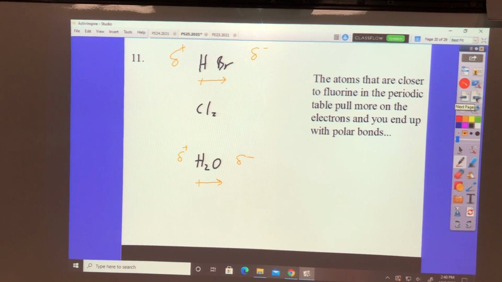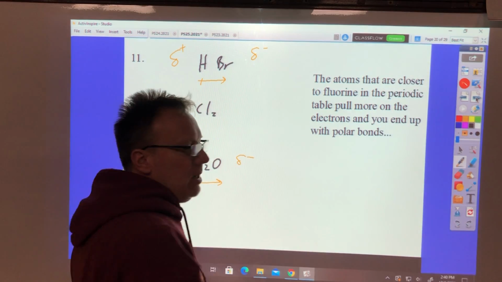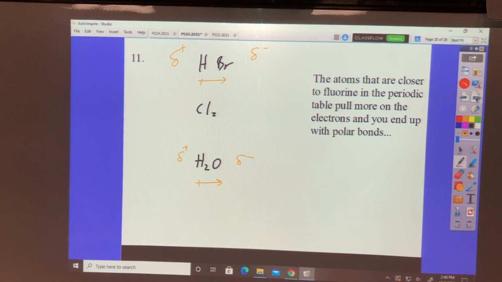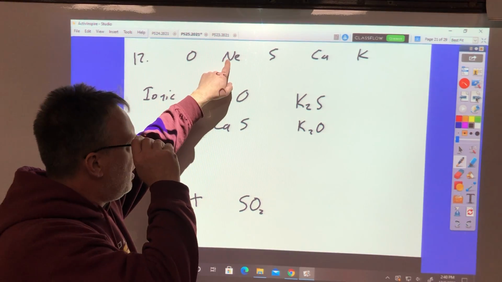From the given symbols, choose two elements that are likely to form an ionic bond. So you need a metal with a non-metal. That's your ionic bond. Okay, so here they are: oxygen, neon, sulfur, calcium, and potassium. This one isn't going to bond at all.